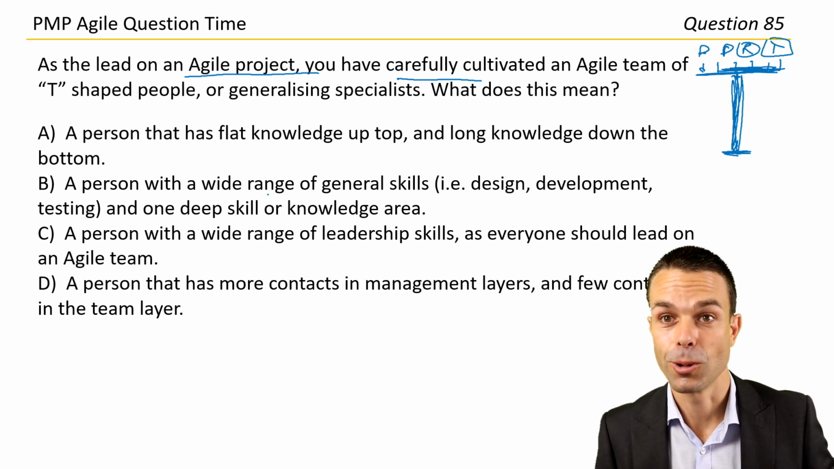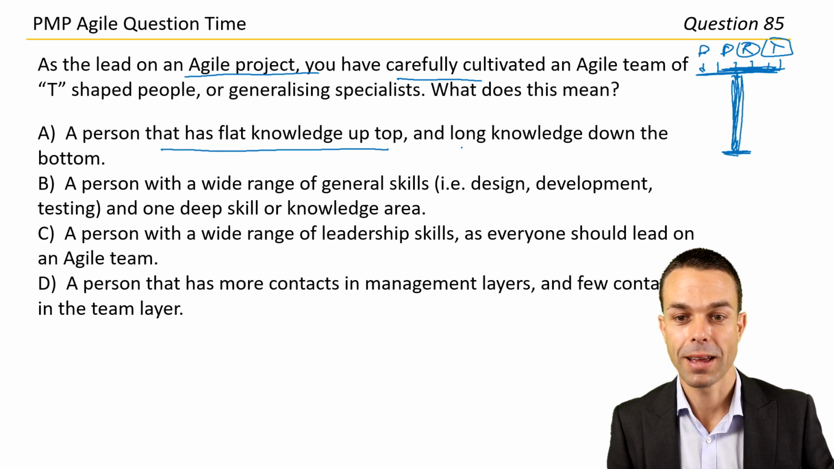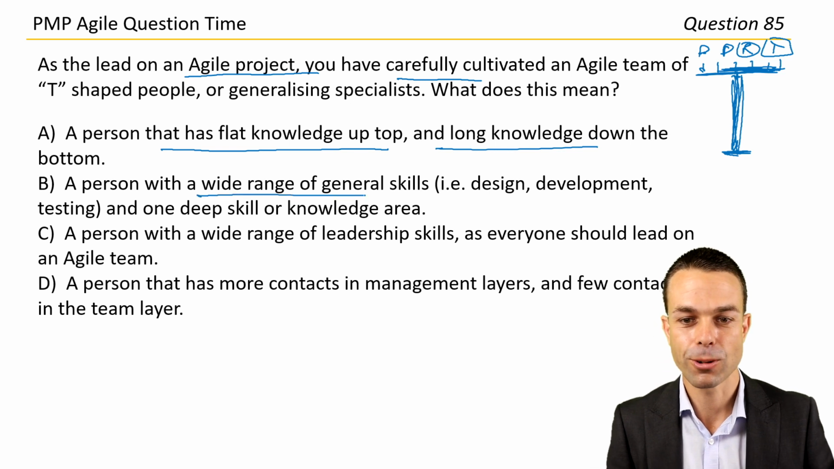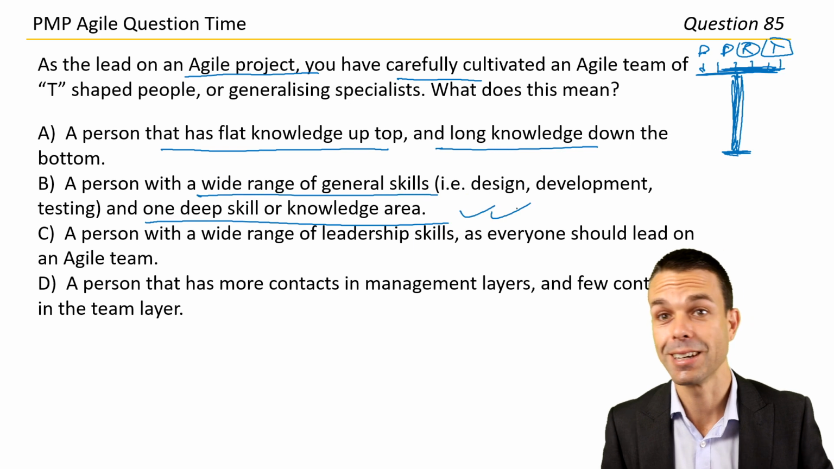Anyway, all of that, let's see what we've got here. A person that has flat knowledge up top and long knowledge down the bottom. Okay, not that one. A person with a wide range of general skills and one deep skill or knowledge area. Well, as we've seen, that's the one.